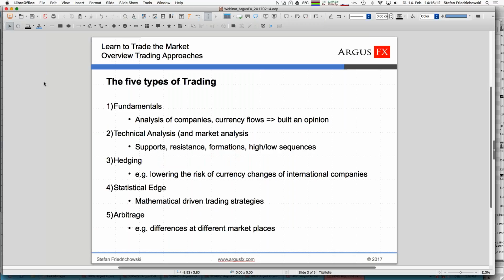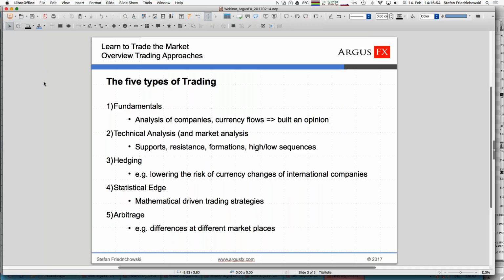But what kind of general approaches to trading do exist? And my list is by far not really complete. On that slide I will speak about 5 different trading approaches, but there are even more. But those 5 different approaches may give you already a good overview of that topic of trading approaches. Let's go really line by line through those trading approaches.